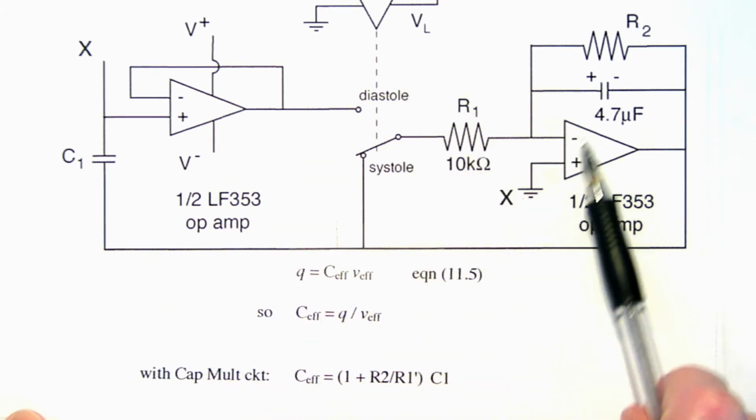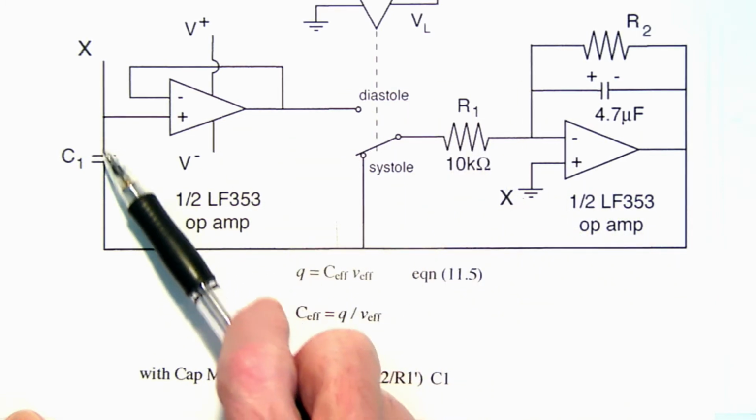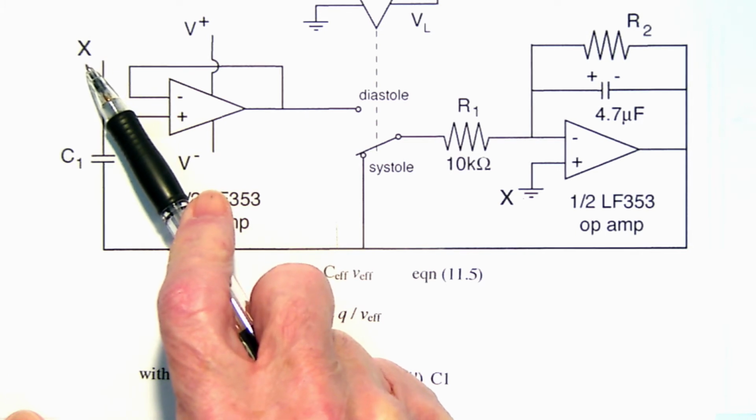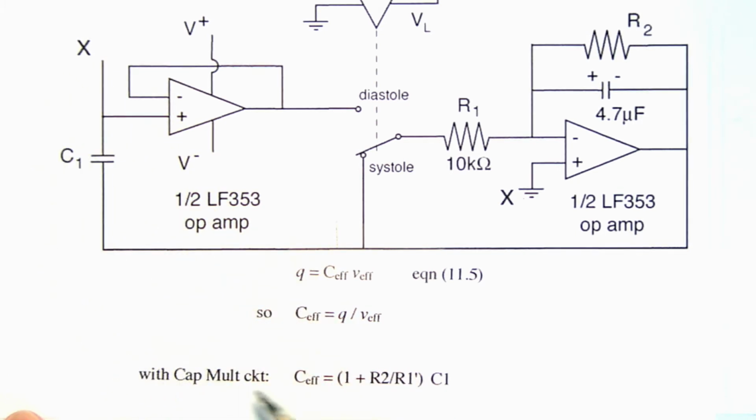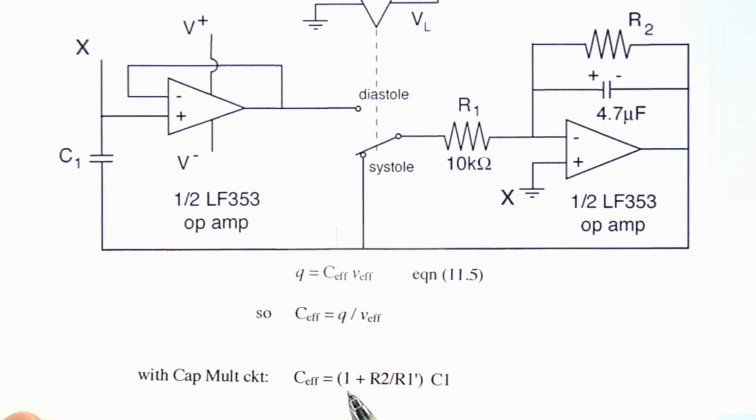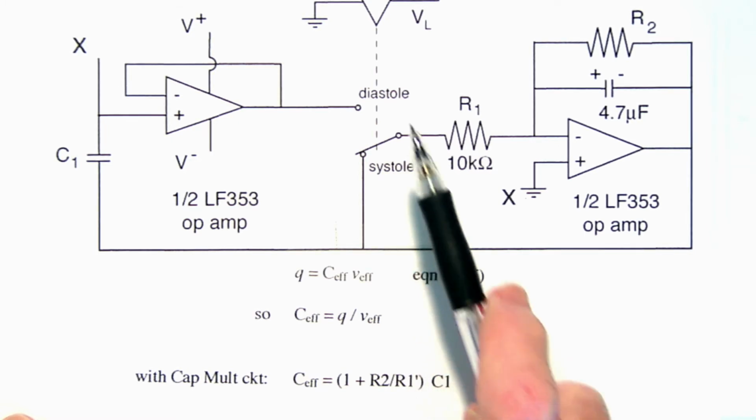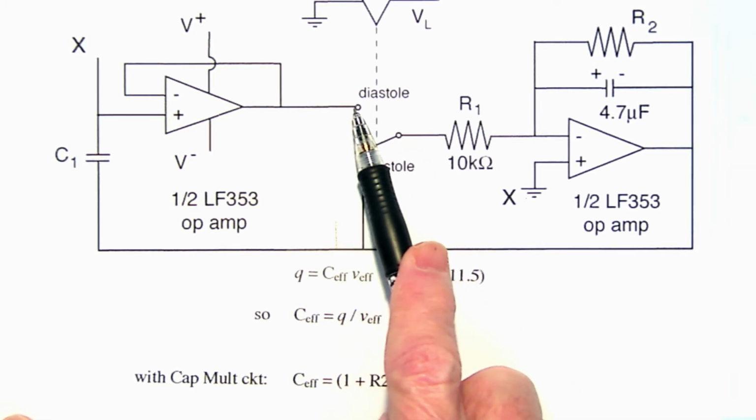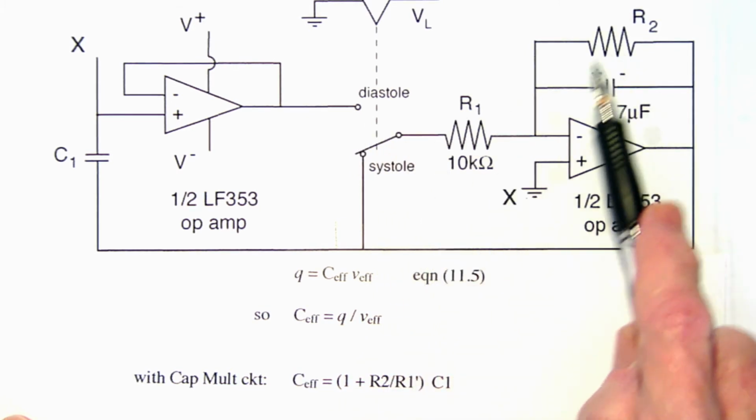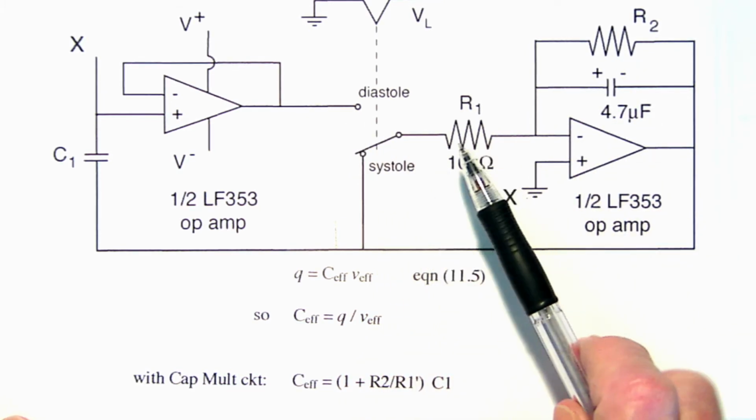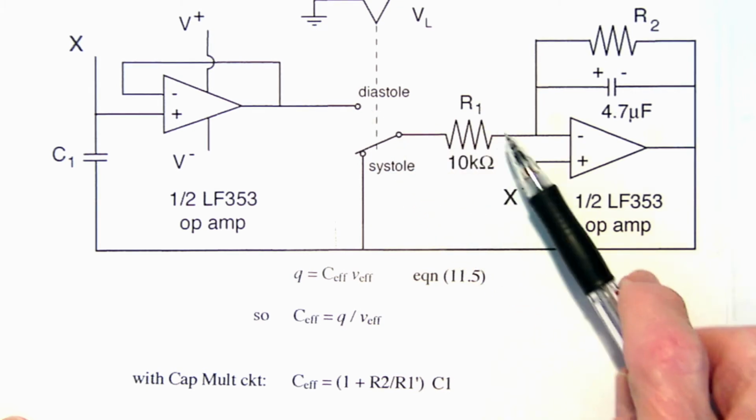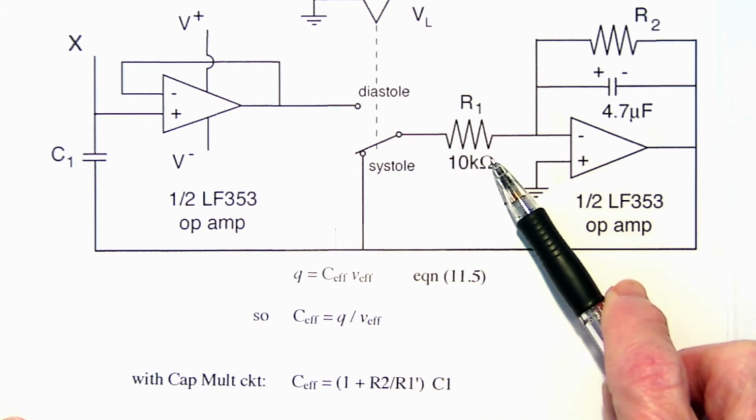if you were to do that, you would find that the effective capacitance as seen by the rest of the circuit that we will attach here in checkoff number 4 is given by an equation: the effective capacitance is 1 plus the ratio of R2 divided by R1 primed, multiplied by C1. Now R1 primed is the effective resistance between this point here and the input to the inverting amplifier. During diastole, when the switch is up, that's just exactly equal to R1, or 10 kiloohms.